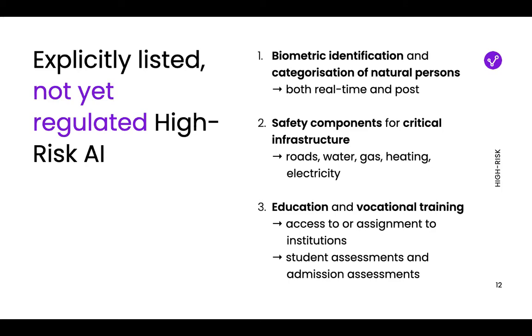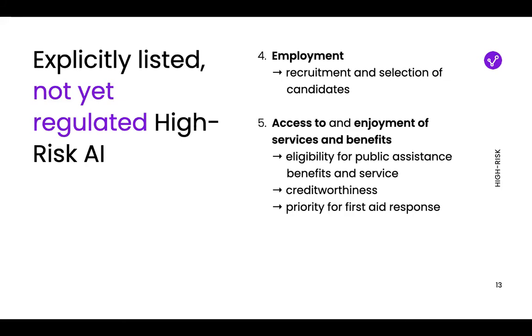These are systems that compute student assessments and admission assessments. Then in the fourth group is AI systems that are used in the context of employment, such as, for example, AI systems for recruitment and selection of candidates. Number 5 is the access to and the enjoyment of services and benefits. These are AI systems that compute the eligibility for public assistance benefits and services, that compute the creditworthiness of a person, or that calculate the priority for first aid response.